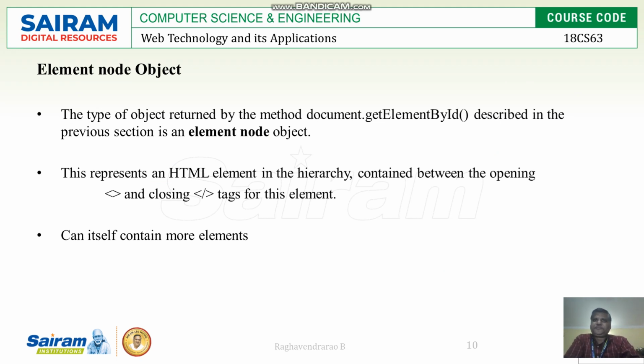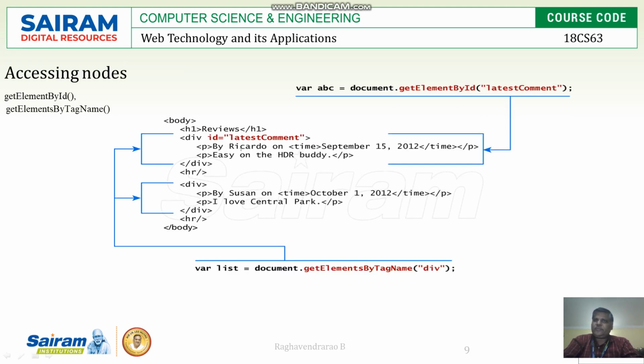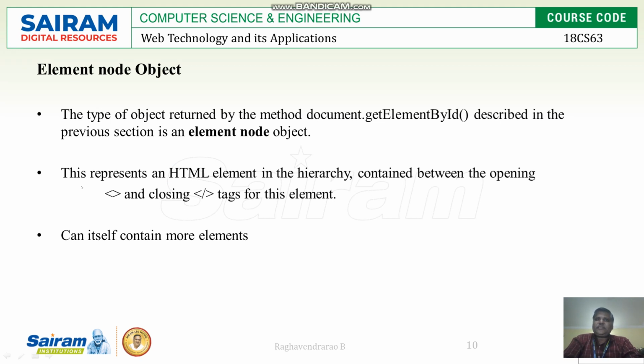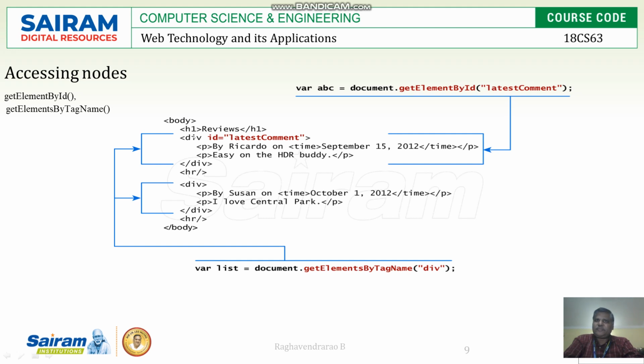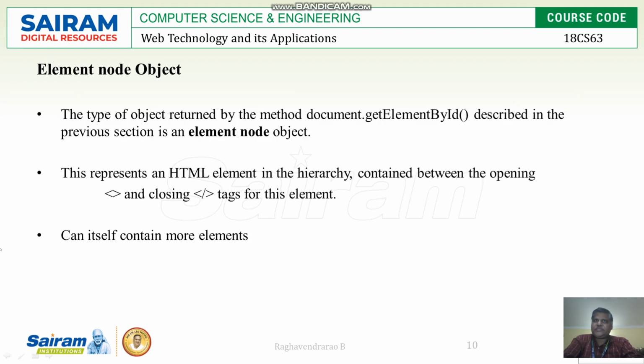Element and node objects. So you can have the type of objects returned by the method get element by ID. Okay, document dot get element by ID is the same as in the previous one, which we have been seeing here. Then this represents the HTML element in the hierarchy contained within. Start tags and end tags will be there, so only that portion you are able to access. More than one element also can be there. See, for example, here two elements are getting accessed for the ID. For this one, it is from here to here. There are so many elements, and all the elements are going to be accessed. Okay.